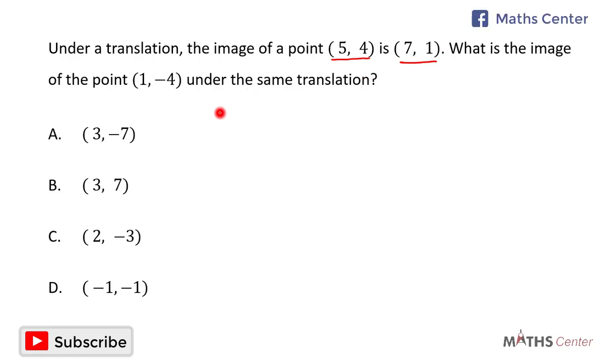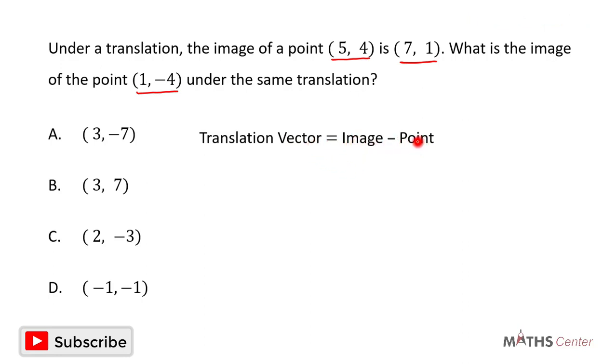We are going to find the image that same translation vector will give us when it is used to translate the point 1, negative 4. It means that we first have to find a translation vector. When you have a point and its image, the translation vector used is given by the image minus the point. So the translation vector is equal to the image minus the point.